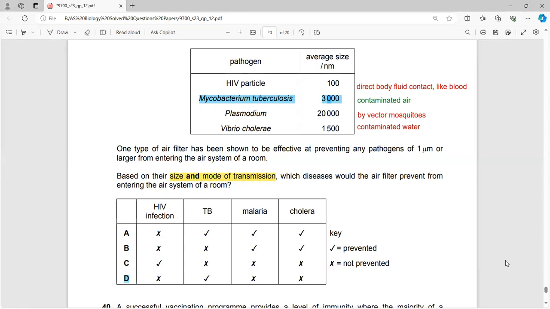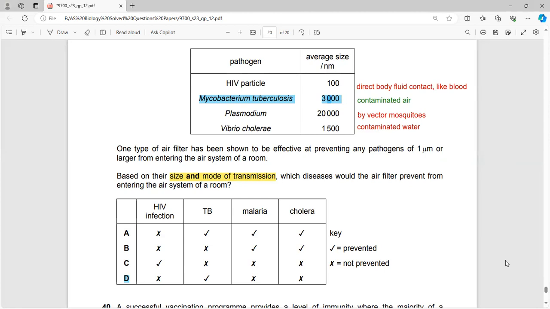So you can see, if it's more than 1,000 nanometers, that is equal to 1 micrometer, or if it's more than 1,000, that can easily be prevented. So there are two conditions. Number one, it's supposed to be an airborne disease, or an air-spreading disease. And number two, the size should be more than 1,000 nanometers. So on the basis of this criteria, only one disease is coming, Mycobacterium tuberculosis.